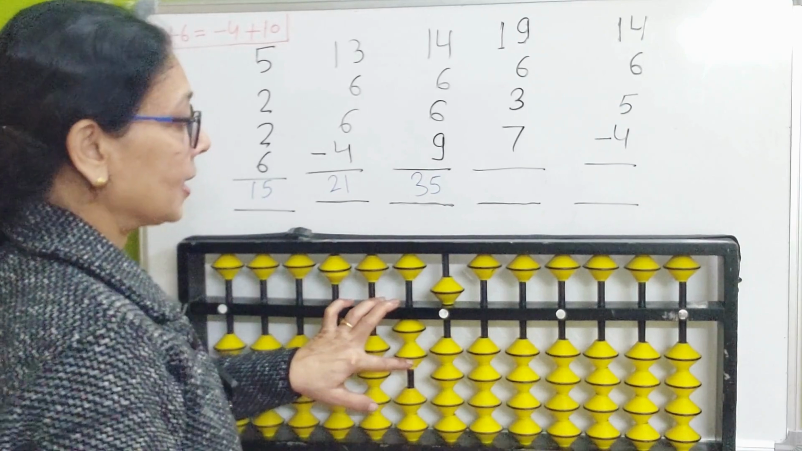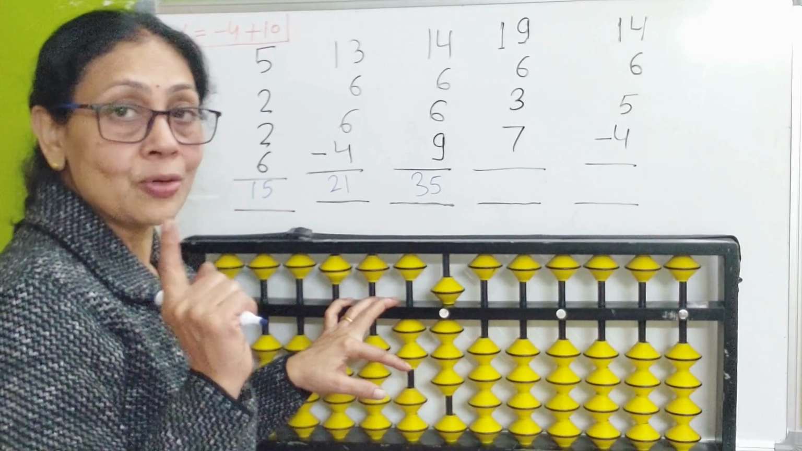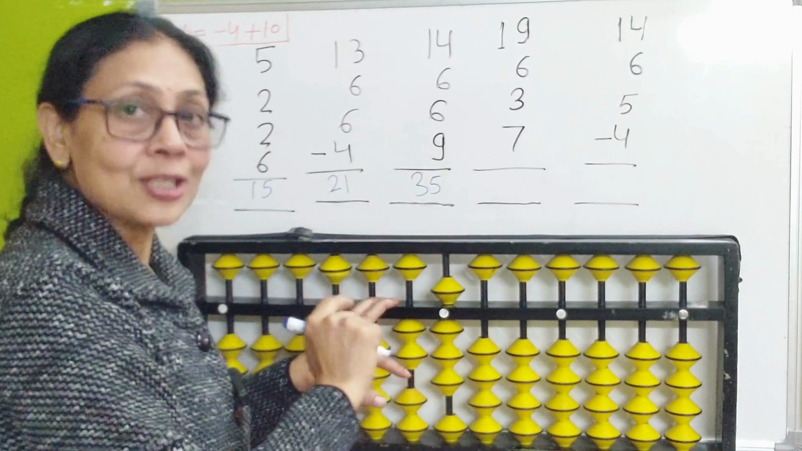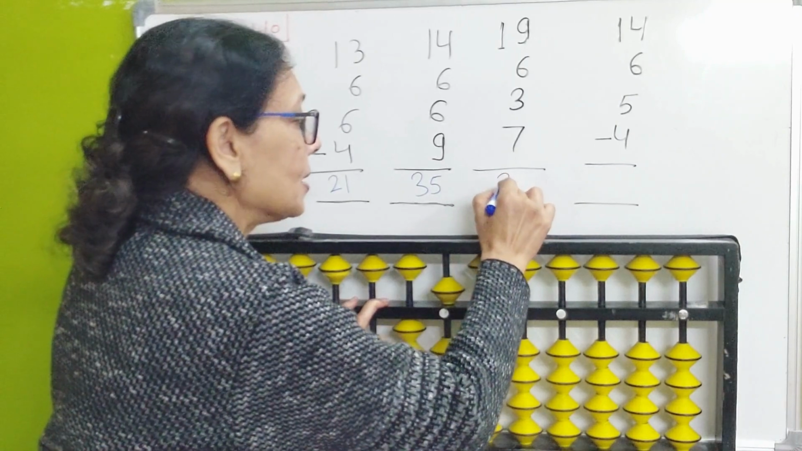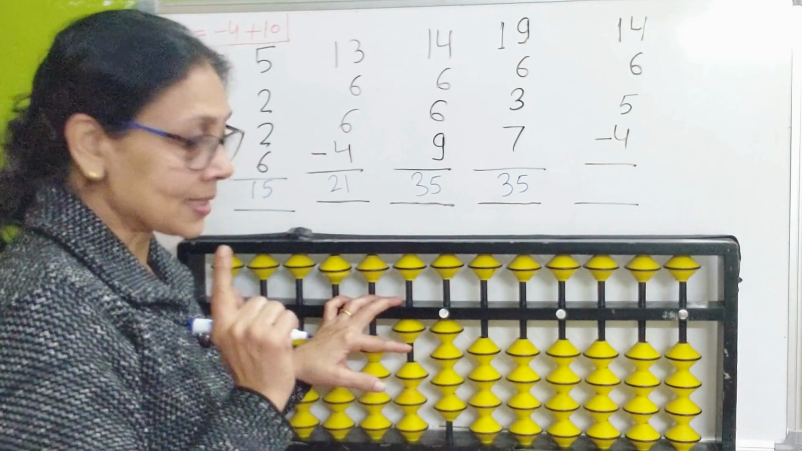So less 4 add 10. 3. Now 7. See, remember you have done this in the last class. The friend of 7 is 3. So less 3 add 10. So this is 35. Next question, 6.